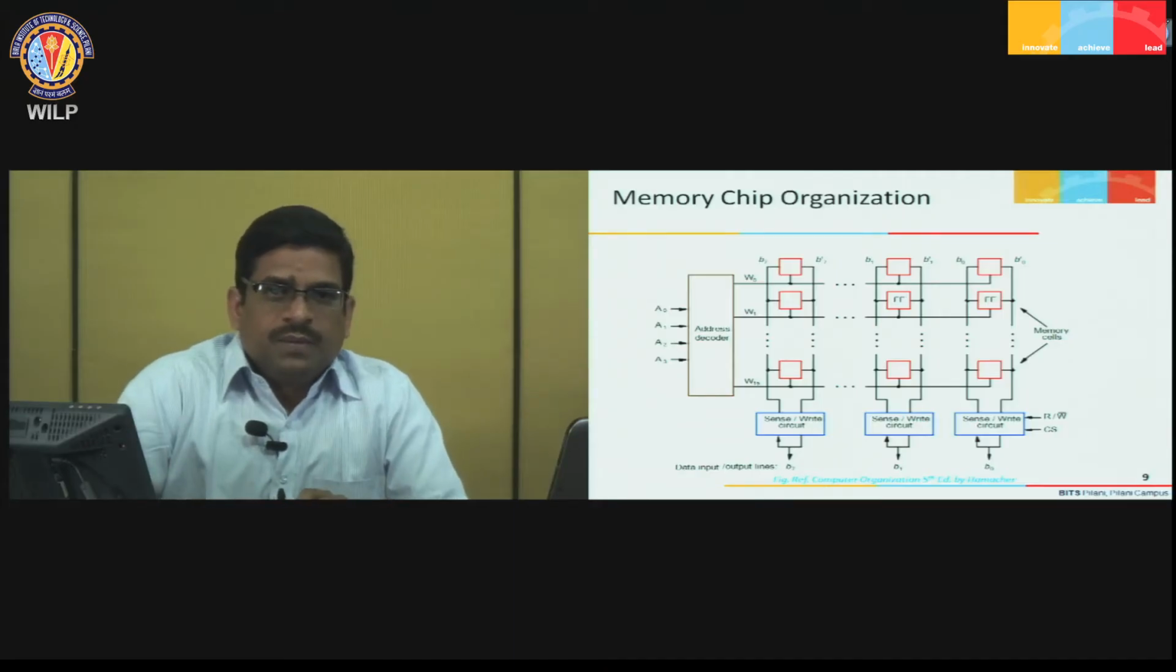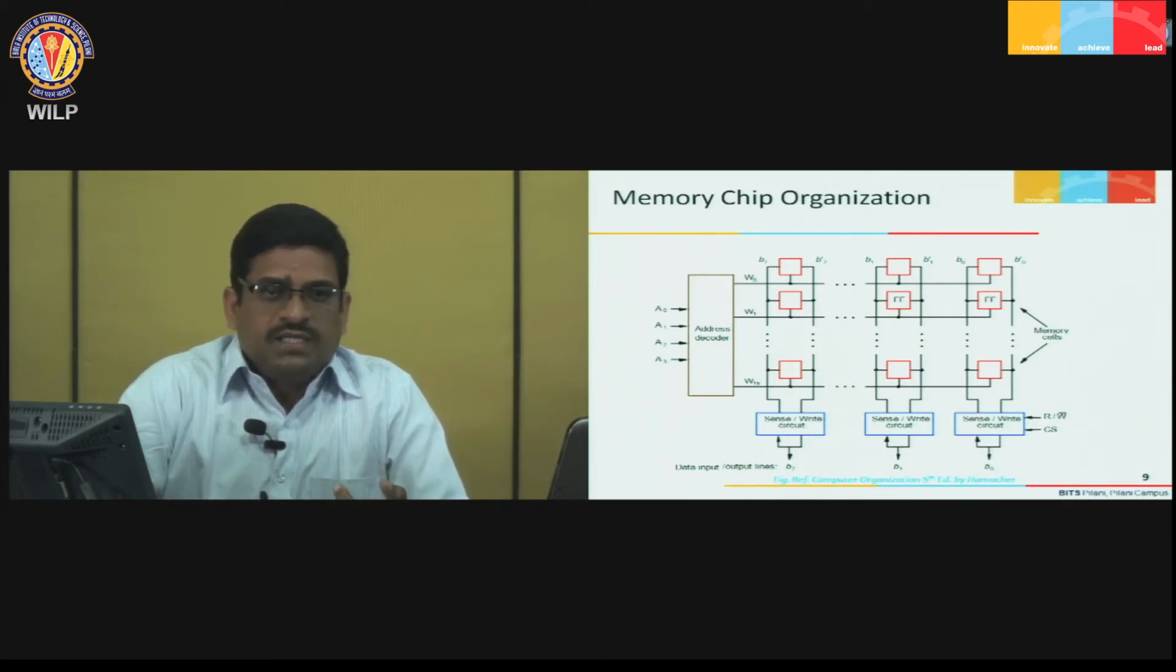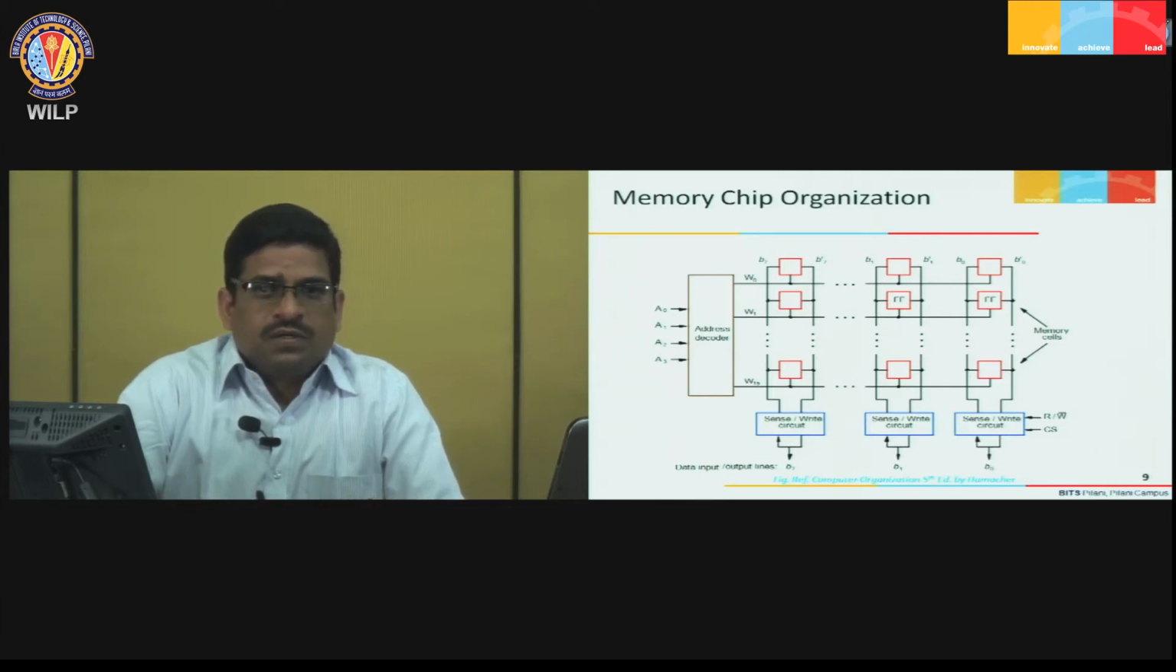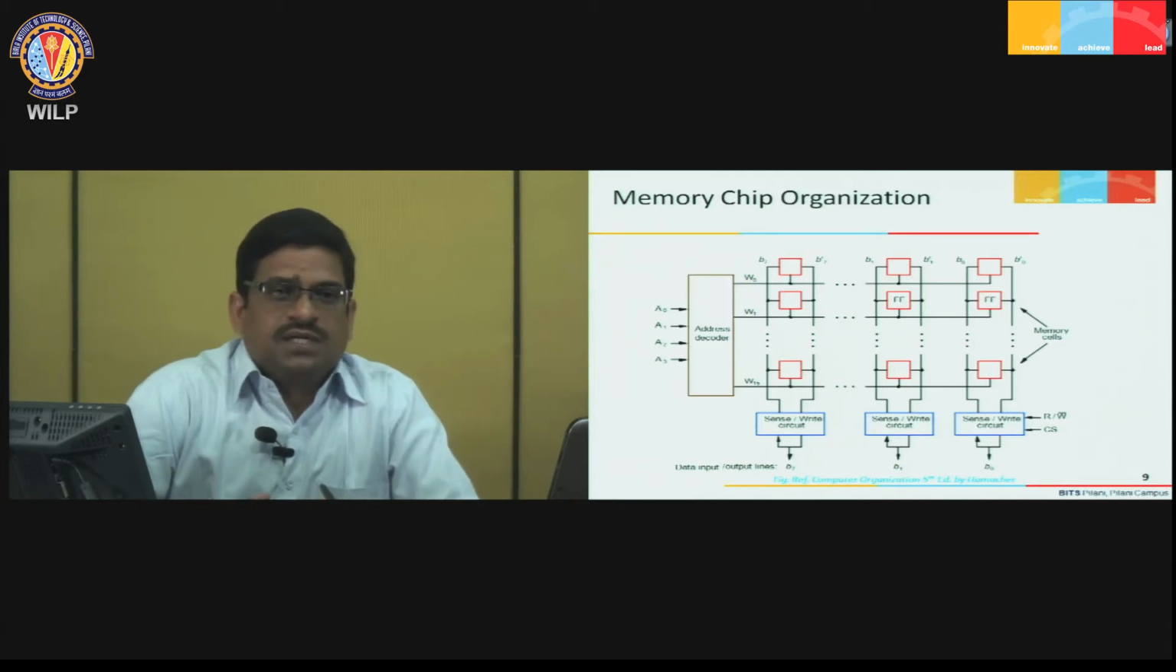Now, how is the memory chip organized? One cell construction we have seen, whether it is SRAM or DRAM. Only the cell organization will be different; the module organization or chip organization will remain the same, whether I am using a DRAM cell or SRAM cell. As far as the organization is concerned, DRAM and SRAM are the same functionality wise. The difference comes in terms of how many cells I can put in a single chip, and in terms of access time and performance.